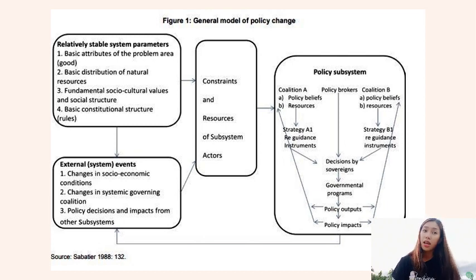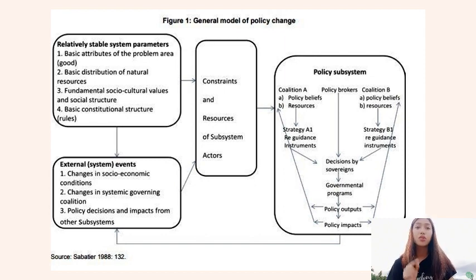So from there, it goes to the constraints and resources of subsystem actors, and then it can also be down to external events such as changes in socio-economic conditions, changes in systemic governing coalition, and policy decisions and impacts from other subsystems. And then from there, it can also go to the constraints and resources of subsystem actors.